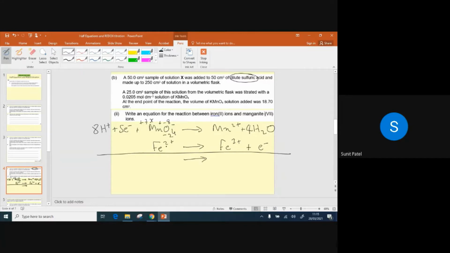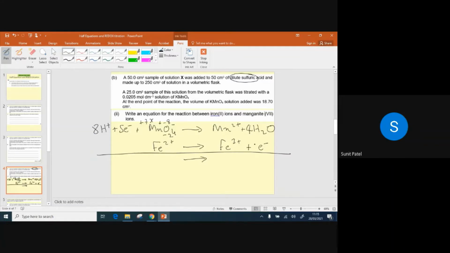But before we add everything together, we must account for those electrons. I've got 5 electrons needed for this reaction to occur. Therefore, the other half equation, the second equation we've written here, must supply 5 electrons. So we need to cross multiply the electrons.